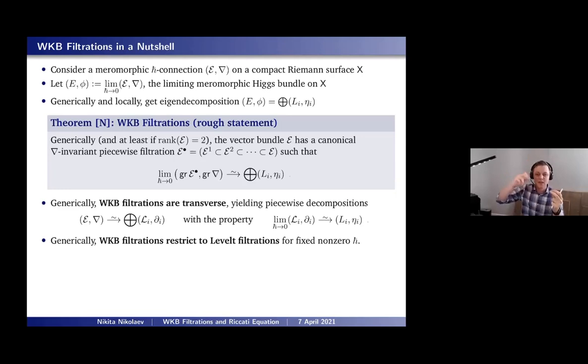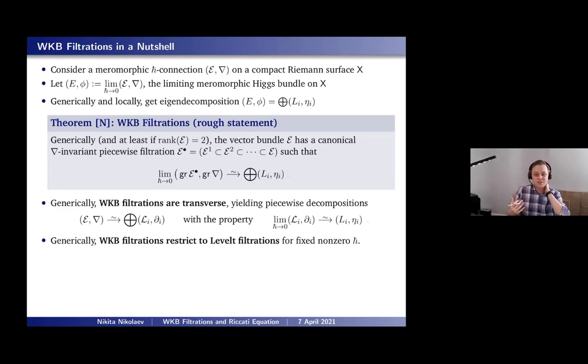And so by taking these comparisons of your flat sections, it turns out that the vector space of flat sections near a pole, you can filter it by growth rates. So the first step in the filtration would be sections which grow the slowest, or maybe decay the fastest as you go into the pole, and so on. So this WKB filtration, kind of remarkably, I particularly like this property very much.